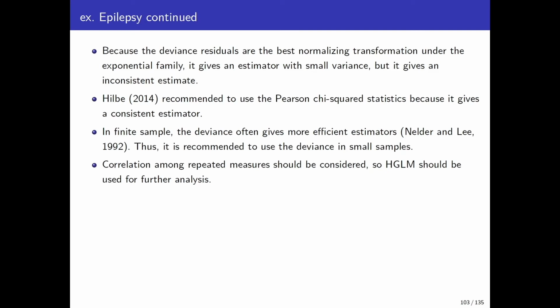Following Hilbe in 2014, it is recommended to use the Pearson chi-square statistic because it gives consistent estimators. In infinite samples, the deviance often gives more efficient estimators, following Nelder and Lee 1992. Thus, it is recommended to use the deviance in small samples. Correlations among repeated measures should be considered, so XGLM should be used for further analysis.